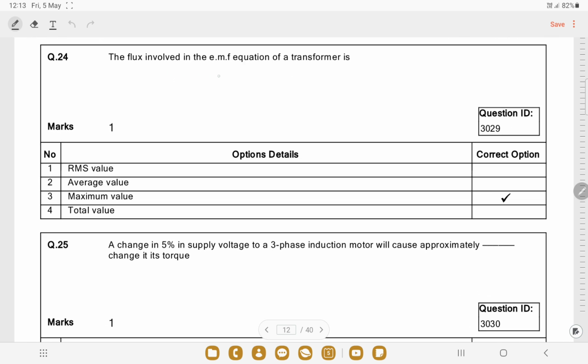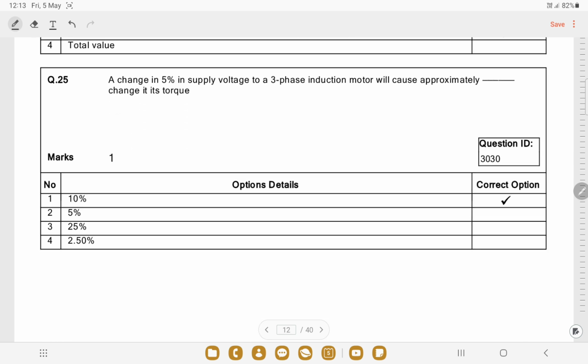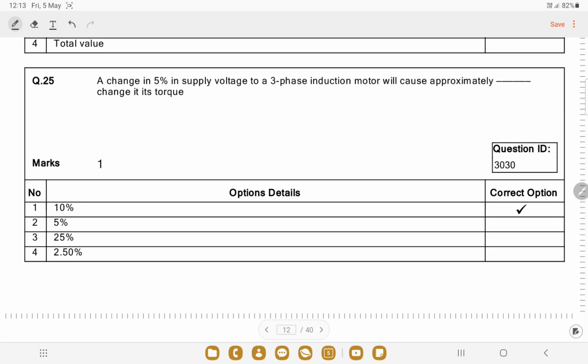Next question is question number 24. The flux involved in the EMF equation of a transformer. In the EMF equation, we know that ERMS equals 4.44 phi m, that is the maximum flux, into f into N. So the flux involved in the EMF equation will be the maximum flux. This is option 3.